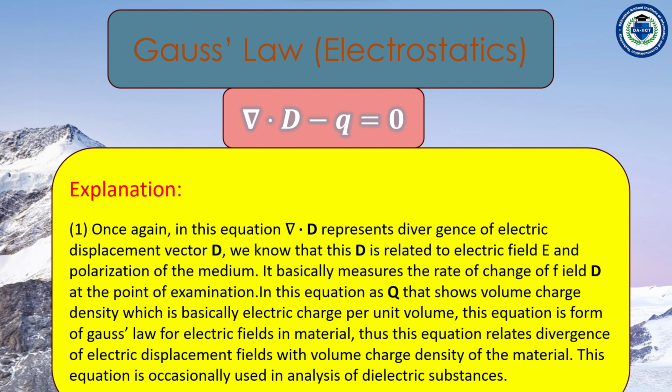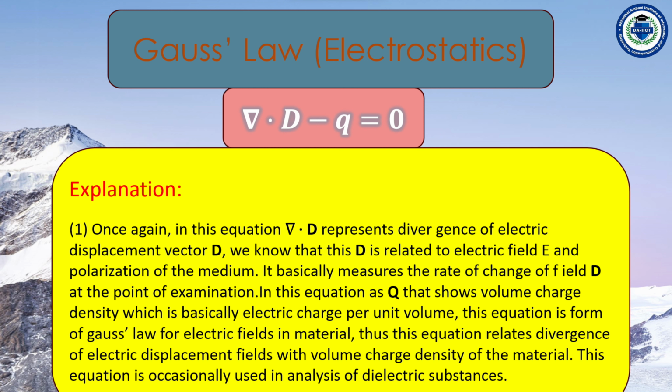Gauss law, electrostatics. Explanation. Once again, in this equation, del dot D represents the divergence of the electric displacement vector D. We know that this D is related to the electric field E and polarization of the medium. It basically measures the rate of change of field D at the point of examination. In this equation, Q shows the volume charge density, which is basically electric charge per unit volume. This equation is a form of Gauss law for electric fields in material. Thus this equation relates the divergence of the electric displacement field with the volume charge density of the material.